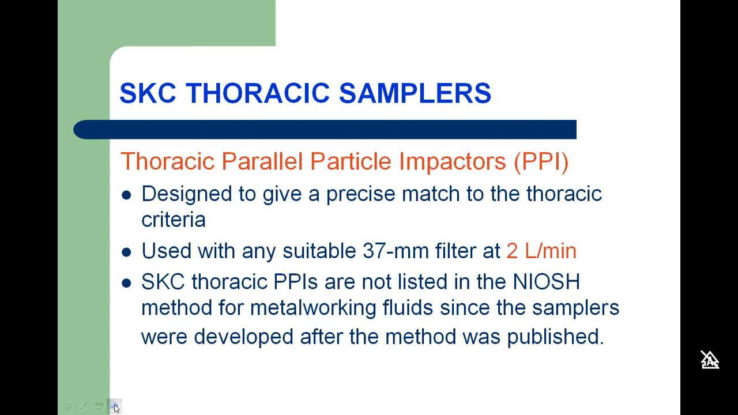The SKC Parallel Particle Impactor, or PPI, was designed to give a precise match to the thoracic criteria and can be used with any suitable 37 millimeter filter at 2 liters per minute. Note that the SKC thoracic PPI is not specifically listed in the NIOSH method for metalworking fluids, since the PPI was developed after the method was published.